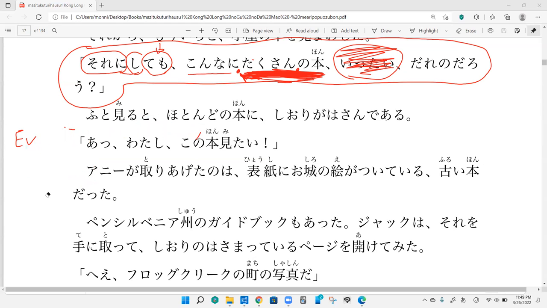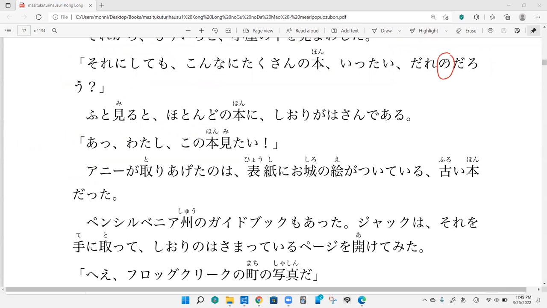こんなにたくさんの本、誰のだろう? What does 誰 mean? Who? Exactly. 誰のだろう? So what is this no referring to? It is referring to the home. I was doing a trick thing. I have two ones you can pick from, yeah, I was confused. But yeah, the home makes more sense. It is the home. Yes. I was grabbing the two nouns, which is that and home, which is book.